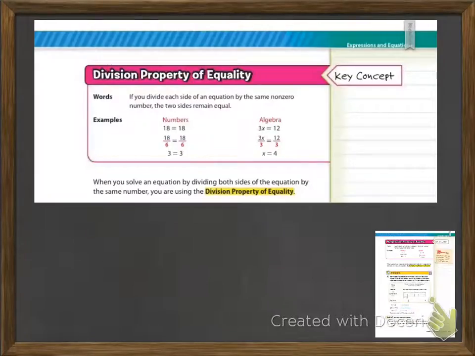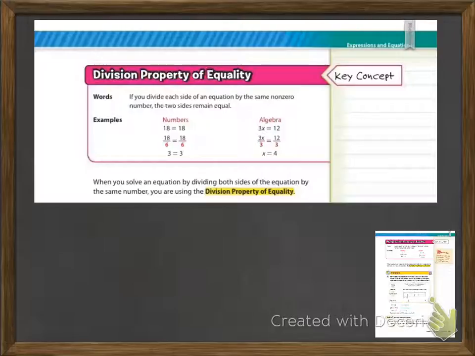All right, so looking at our next page, we're all looking at page 553, you'll see where it says division property of equality. What this means is as long as you divide each side of the equation by a number that is not 0, the two sides will still remain equal. And they gave you two examples here. In the first one, they gave you 18 equals 18. If you divide both sides by 6, you're going to get 3 equals 3. You notice that it's the same number on each side.